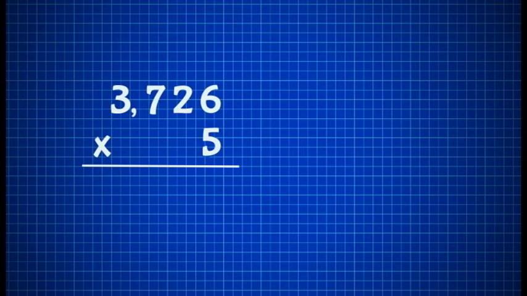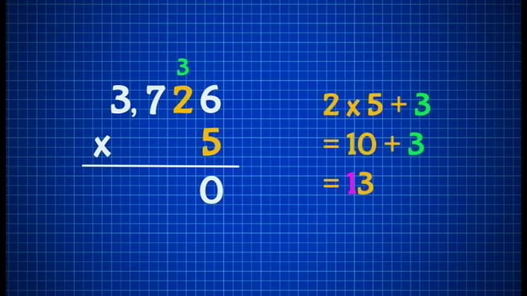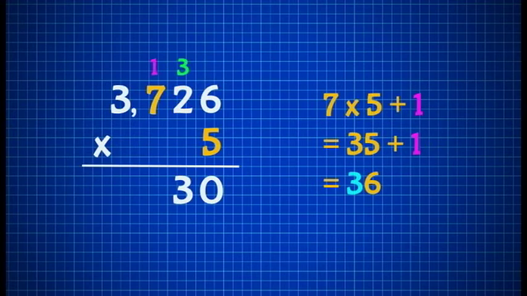Our final question for this video is 3,726 times 5. Let's see how it works. Let's start from the ones place. 6 times 5 is 30. We move 3 tens to the tens place. 2 times 5 is equal to 10, plus the 3 is 13. We move one 10 to the hundreds place. 7 times 5 is equal to 35, plus 1 is 36.